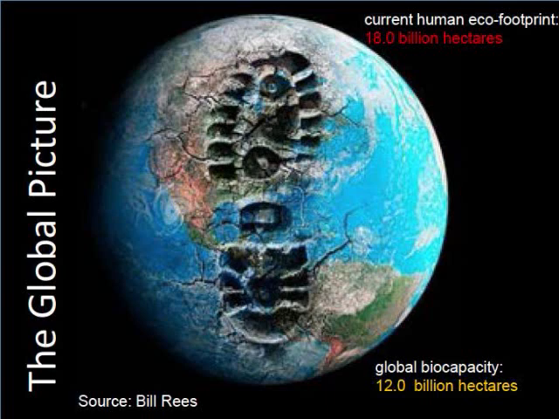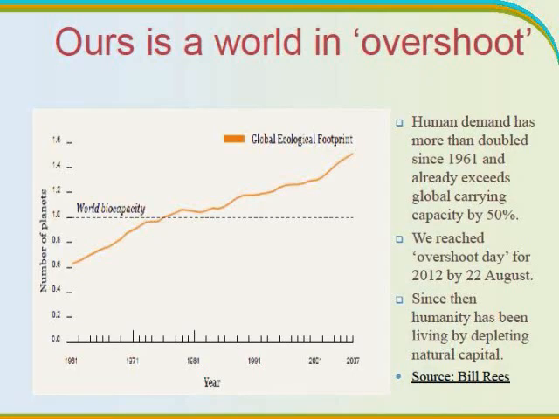This is one from Bill Rees, where he showed the ecological footprint that is surpassing global biocapacity. There were many stark pictures, but this is one of them. The world in overshoot is another thing that Bill Rees showed us, which is how many planets we need, basically, to sustain our activities. And we've been depleting natural capital, as you probably all know, since the 1980s about. And he says there that the overshoot day for this year was in August. And since August, we've been depleting the planet with continued economic activities.